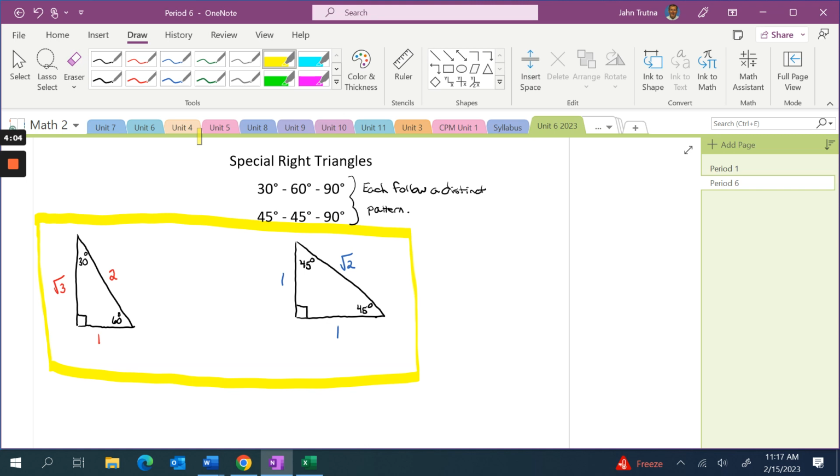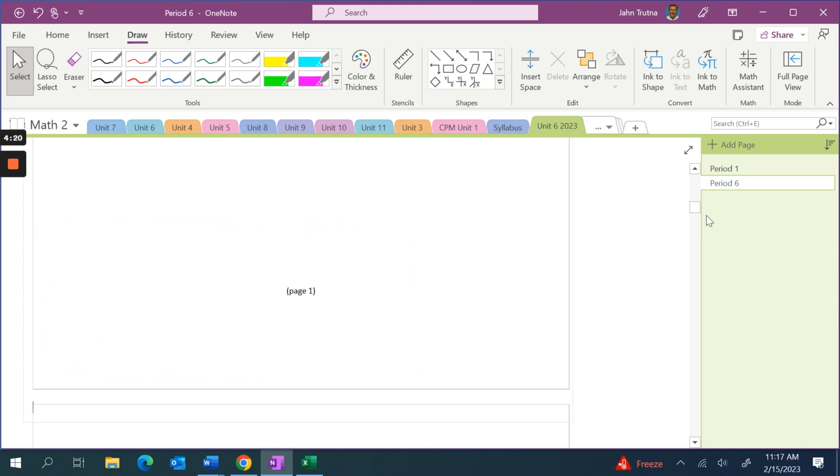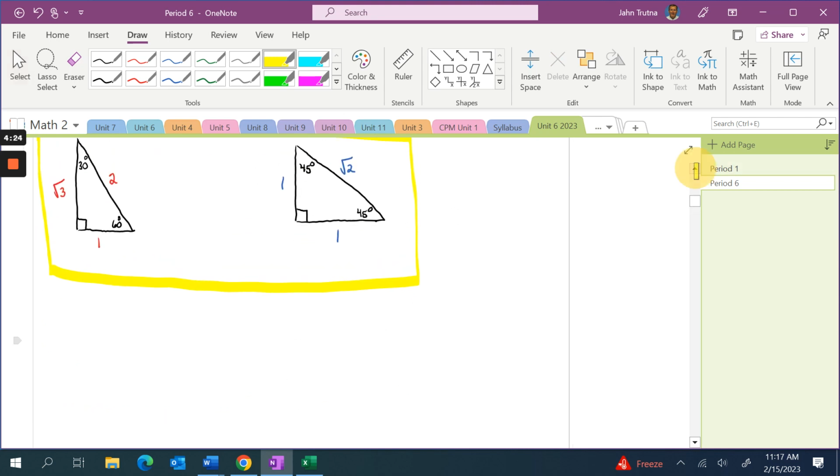Okay, and what we're always going to do is use these reference triangles to help us set up proportions, to help us solve for missing sides of some given triangles. So we're going to go over a few examples here. In the examples that I'm showing you, we are going to be working with a 30, 60, 90 triangle first. So let's call this example number 1.